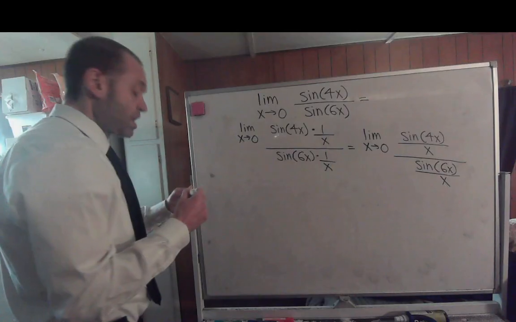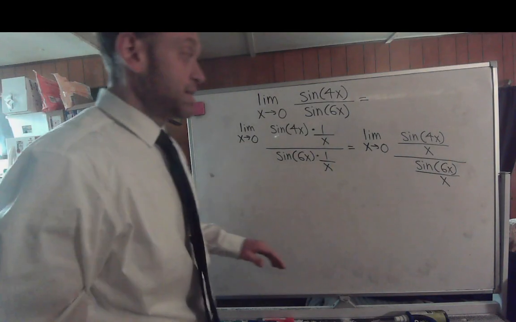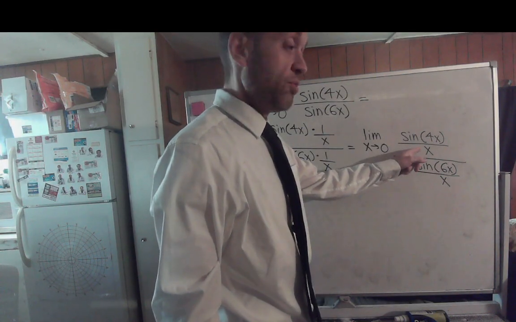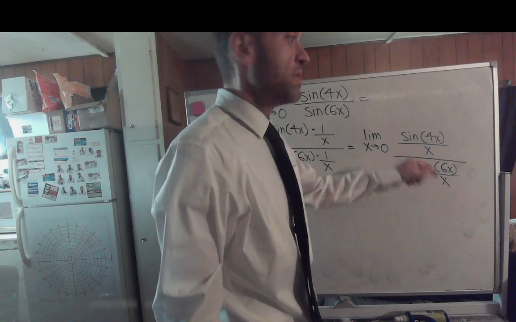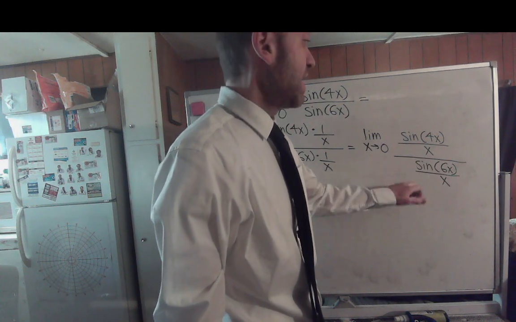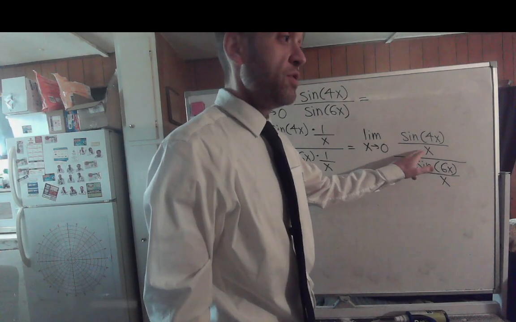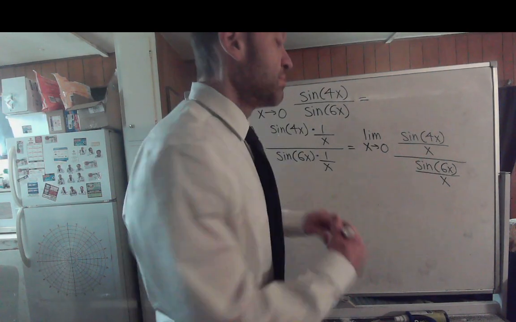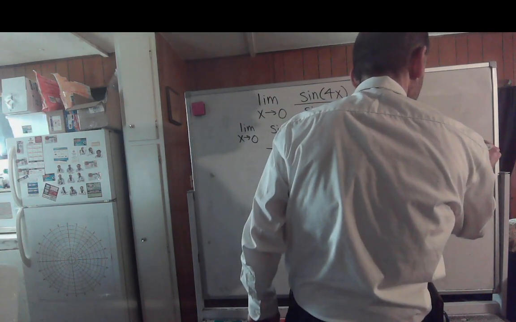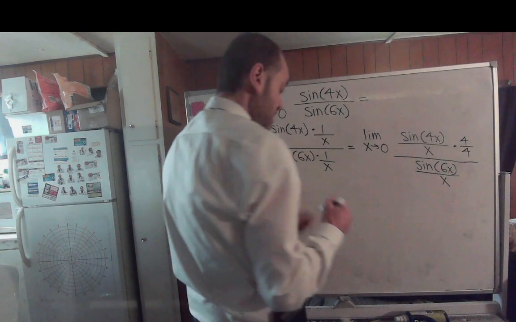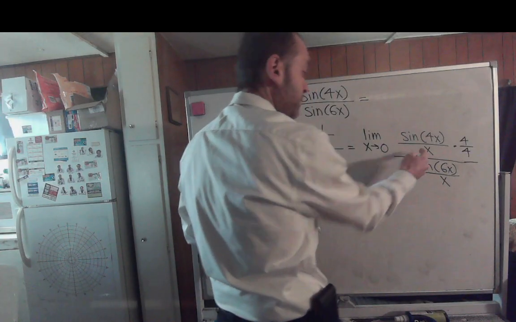Well, we're still not done yet. The reason being is we need to make the numerator, that x in the denominator of the numerator, that needs to turn into a 4x. So how are we to do that? Well, we need to multiply the numerator by 4 over 4, which is multiplying by 1. We technically haven't changed the value of the function. We're just trying to convert this into a 4x.